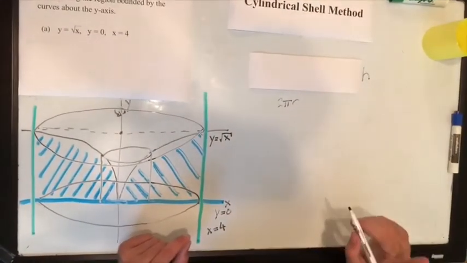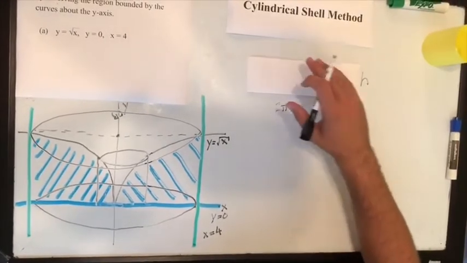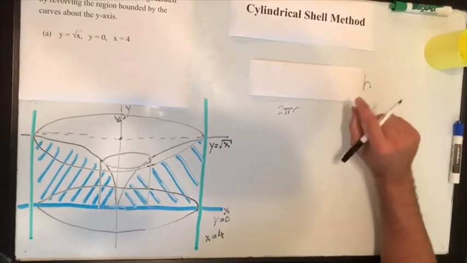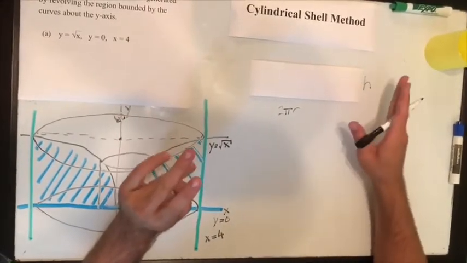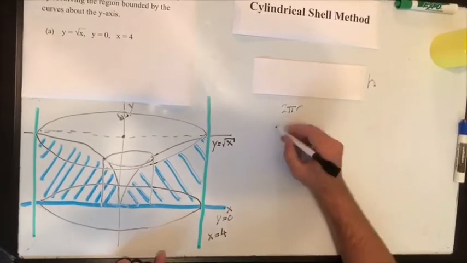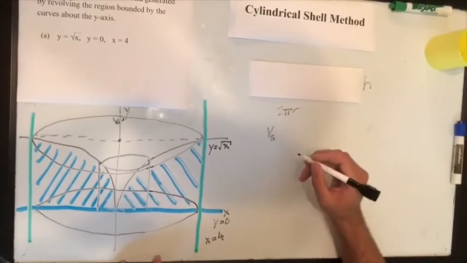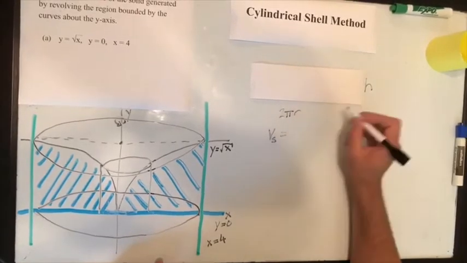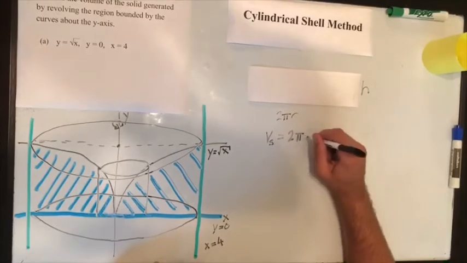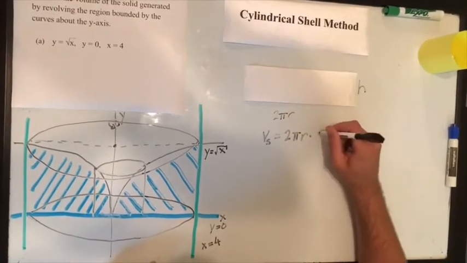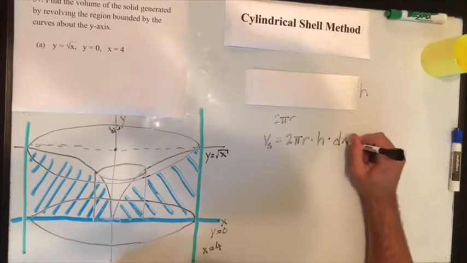Now, there's one more dimension to this rectangular slab, and that is the depth or the thickness of the slab itself. This is represented as dx. So, when we find the volume of the slab, we just multiply all these parts together. 2 pi r times h times dx.